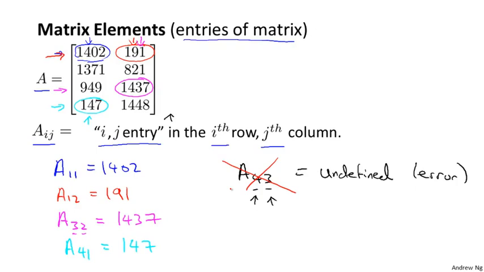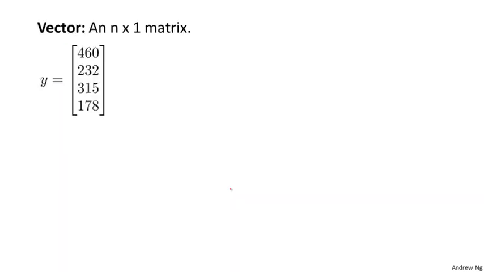Next, let's talk about what is a vector. A vector turns out to be a special case of a matrix. A vector is a matrix that has only one column. So if you have an n by 1 matrix, remember, n is the number of rows, and 1 here is the number of columns. So a matrix with just one column is what we call a vector. Here's an example of a vector, with, I guess, n equals 4 elements here. Another term for this is that this is a 4-dimensional vector. It just means that this is a vector with 4 elements, with 4 numbers in it.